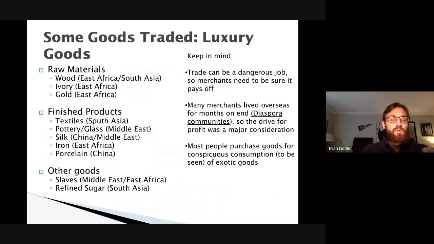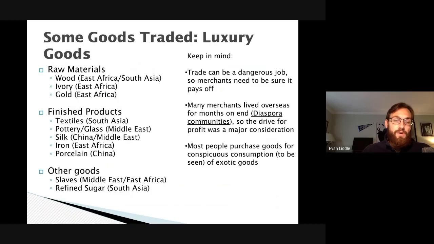Now, what's important to keep in mind about all the goods traded on the Indian Ocean system is that almost all of them are what we call luxury goods. Now, some people wonder why that is when we get literally everything today from overseas, and the answer is, in the old days, trade was a dangerous job. It still is today, but it was even more so back then. And so merchants need to know that they're going to make money on whatever they bring back.